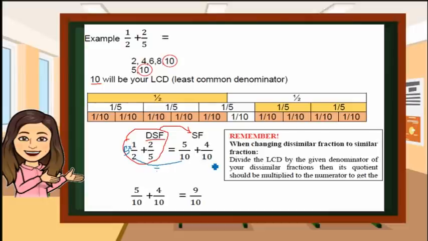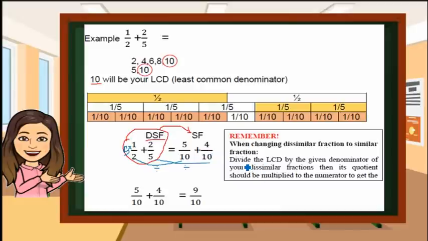So now, how about the 2/5? What is the equivalent of it? So 10 still divided by 5. How many 5 do we have in 10? We have 2. Okay, so 2 is our quotient. Multiplied by our numerator is what? 2 times 2, the answer is 4.